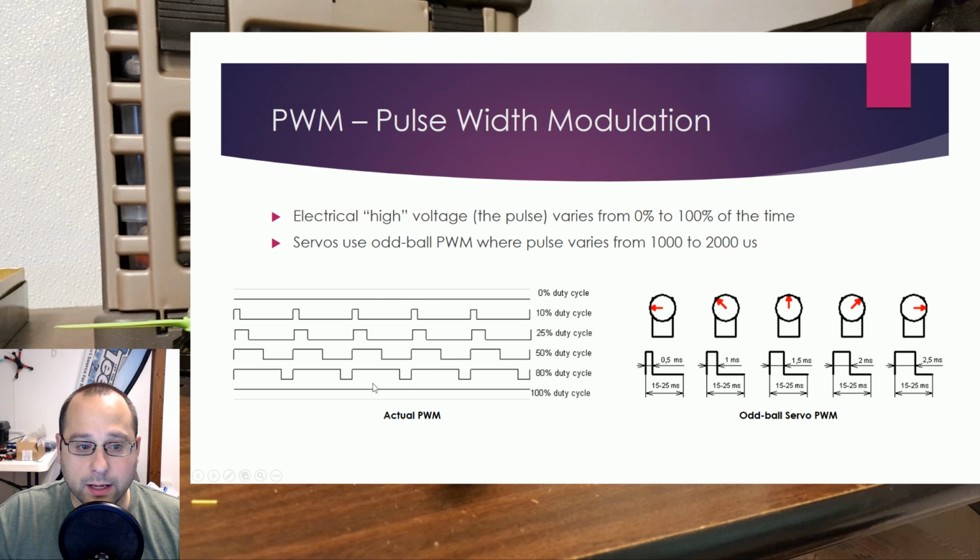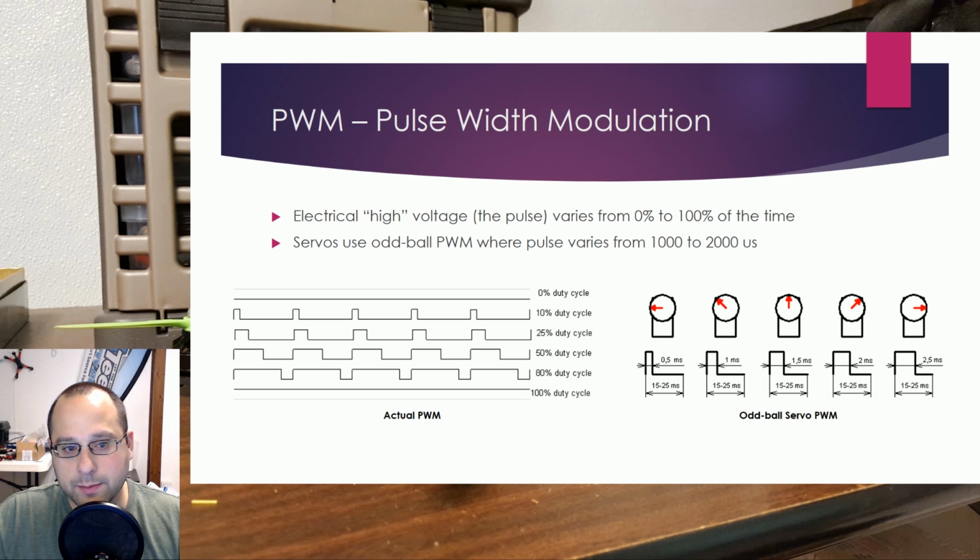Now, this is not the kind of pulse width modulation that is used in the RC hobby. This is a generic type of pulse width modulation that is used in other electronics applications. The type that we use is this oddball kind of PWM. Sometimes it's called PPM, but actually it's not PPM either. I'll tell you about that in a second.